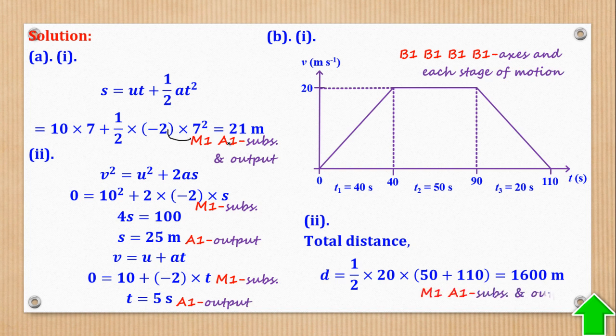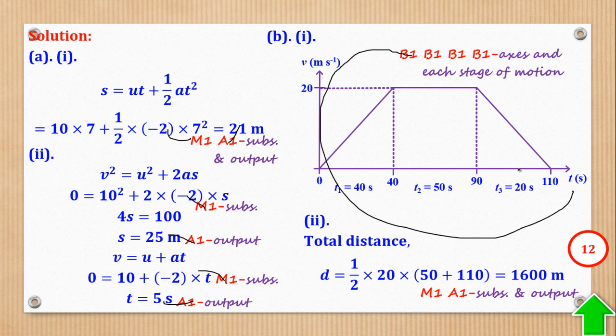So substitution, output, substitution, output, substitution, output. This graph for the axis labeled, one for this first stage, second stage, third stage. Substitution, output. So basically that's how the 12 marks would come about.